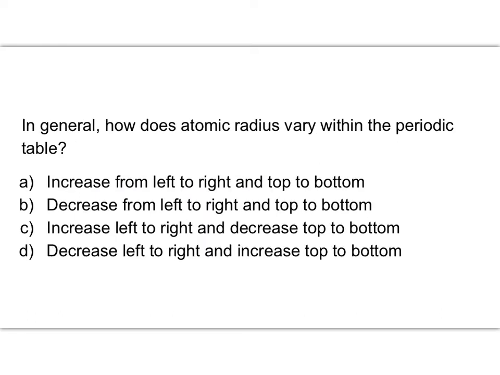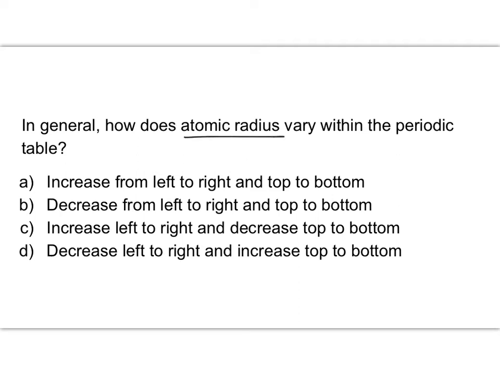How does the atomic radius vary within the periodic table? So this is a question about the trends on the periodic table. There are certain general trends we can predict going, say, from left to right or up and down on the periodic table, that certain properties have a tendency to move in a certain direction. So we want to figure out left to right and top to bottom.